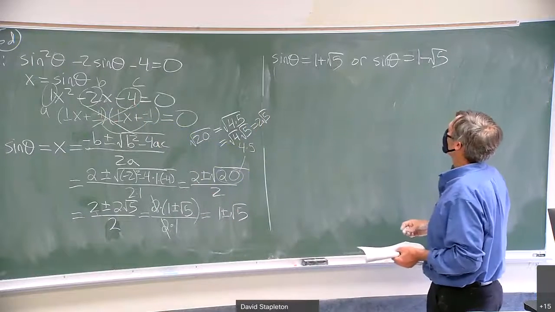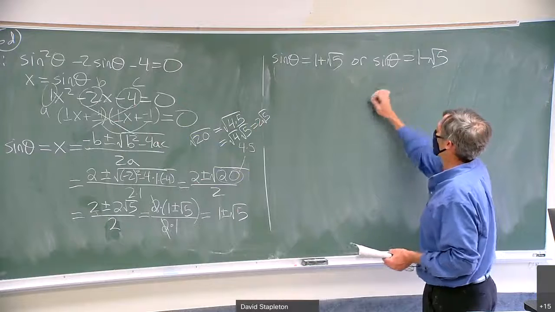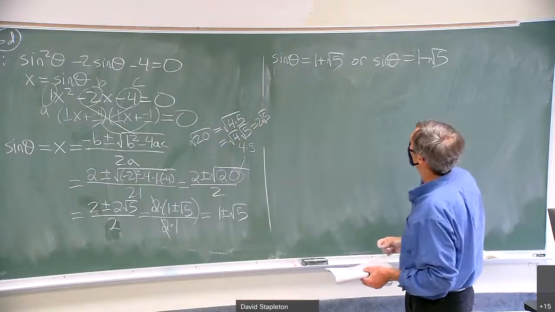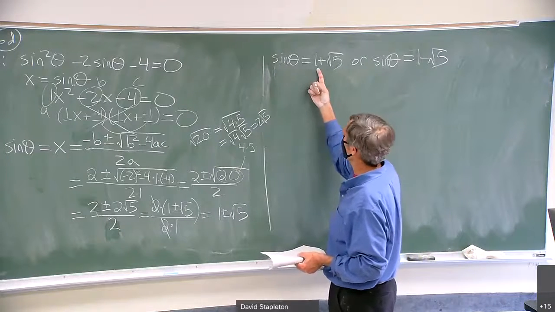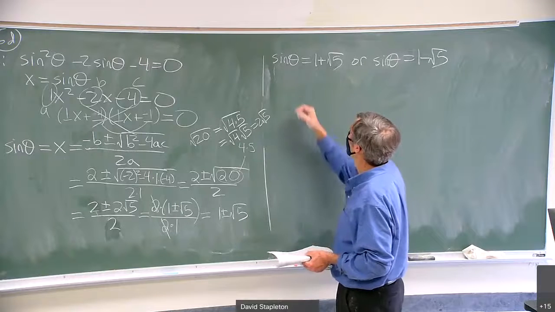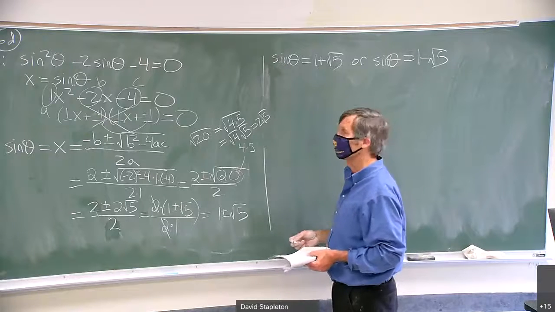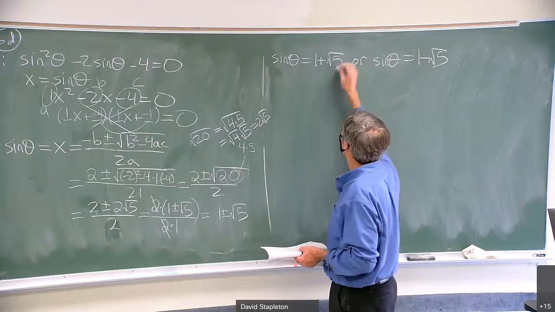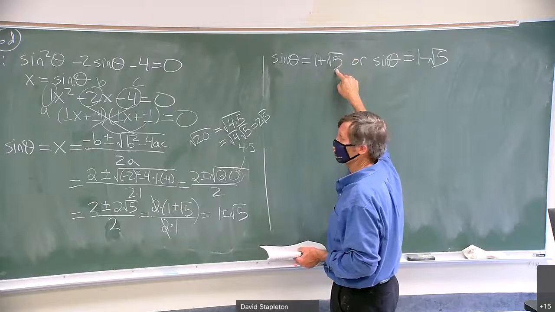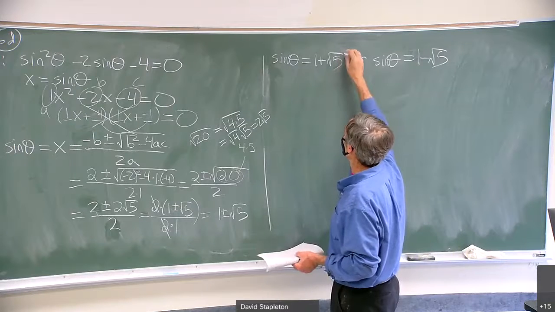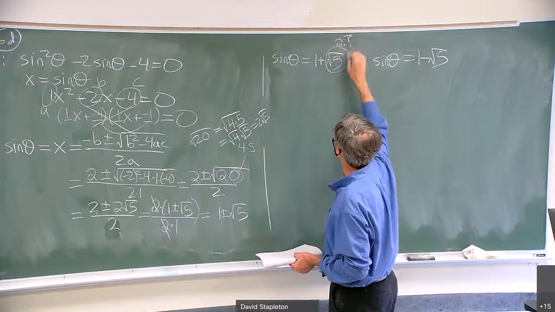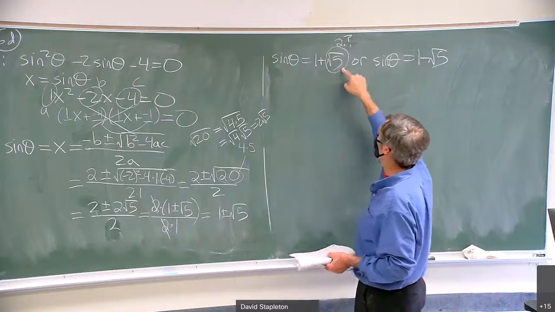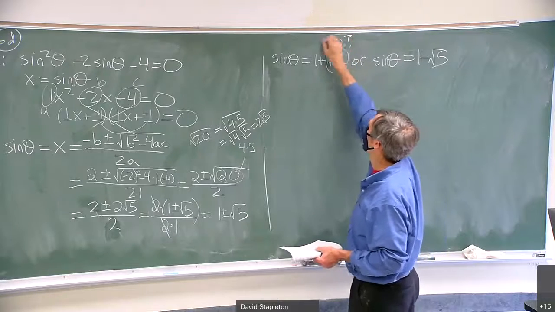All right, now I try and solve both of these. Am I going to be able to solve this one? No, why not? Square root of 4 is 2. Square root of 9 is 3. So square root of 5, being between 4 and 9, is between 2 and 3. It's 2 point something, right? 1 plus 2 point something is bigger than 1.